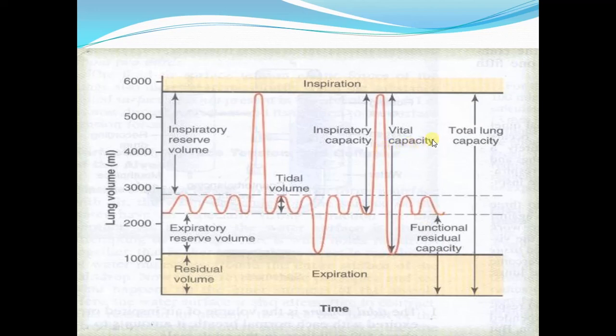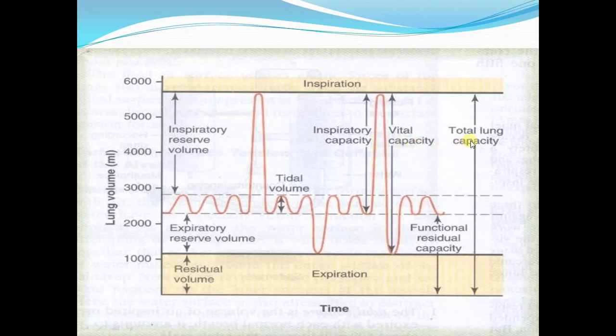Then we have the vital capacity. Vital capacity is the volume of air which is exhaled out forcefully after first filling the lungs to maximum extent. It includes 3 lung volumes: the inspiratory reserve volume, the tidal volume, and the expiratory reserve volume. The normal value of vital capacity is 4600 ml.